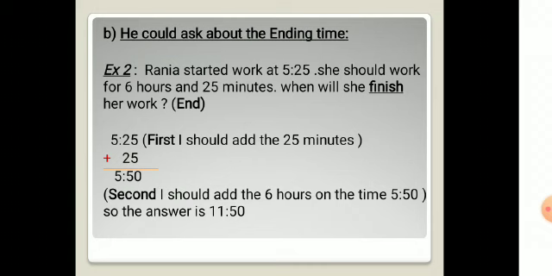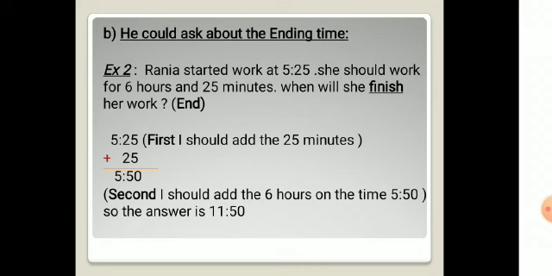I have no idea about the ending time, so I have as a given the starting time and I have the duration. How can I calculate the ending time? Ending time is calculated by making what? Plus, adding. I have to add the starting time and the duration to get the ending time. So when I'm asked about the ending time, memorize this please. I should add the duration to the starting time or the beginning time.